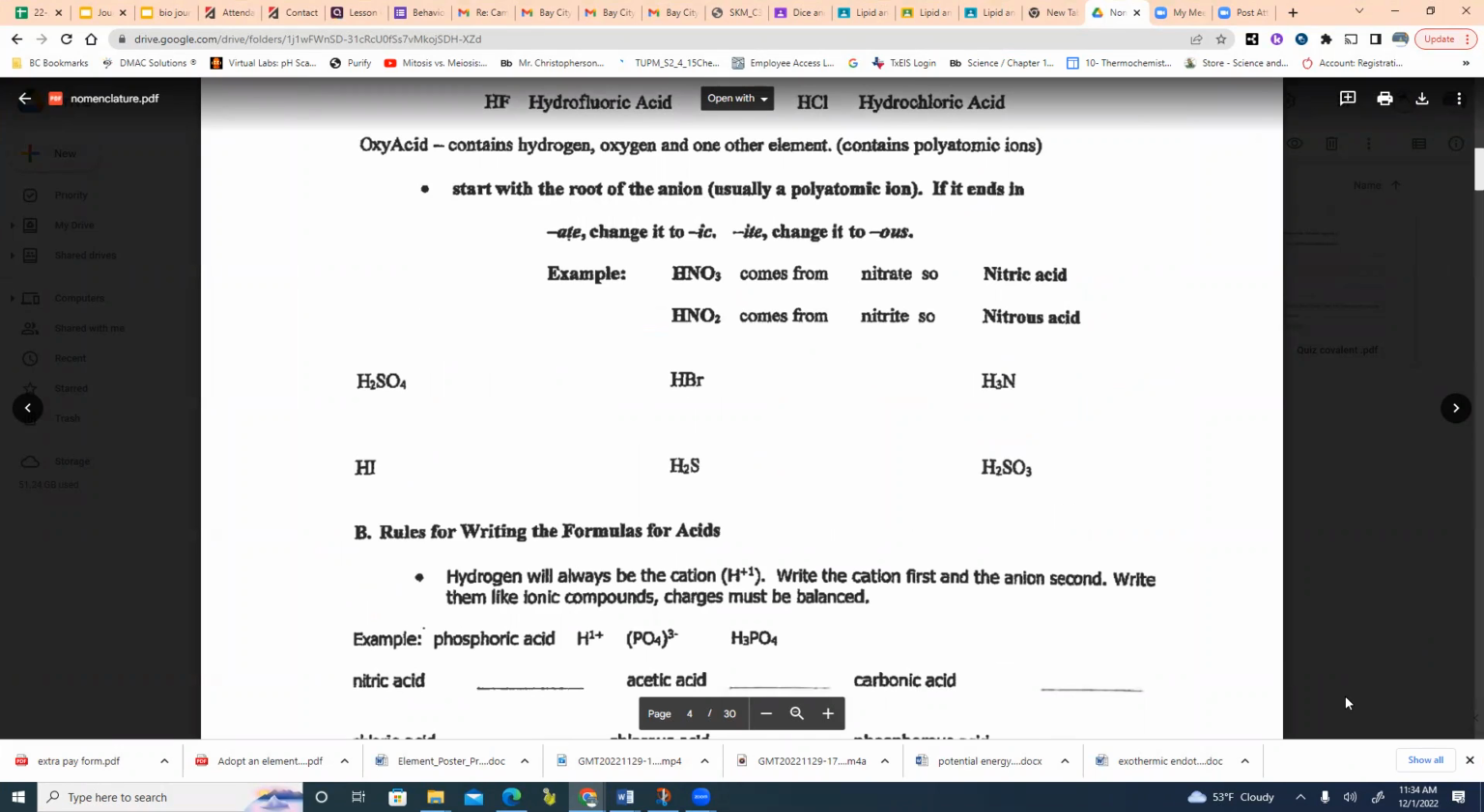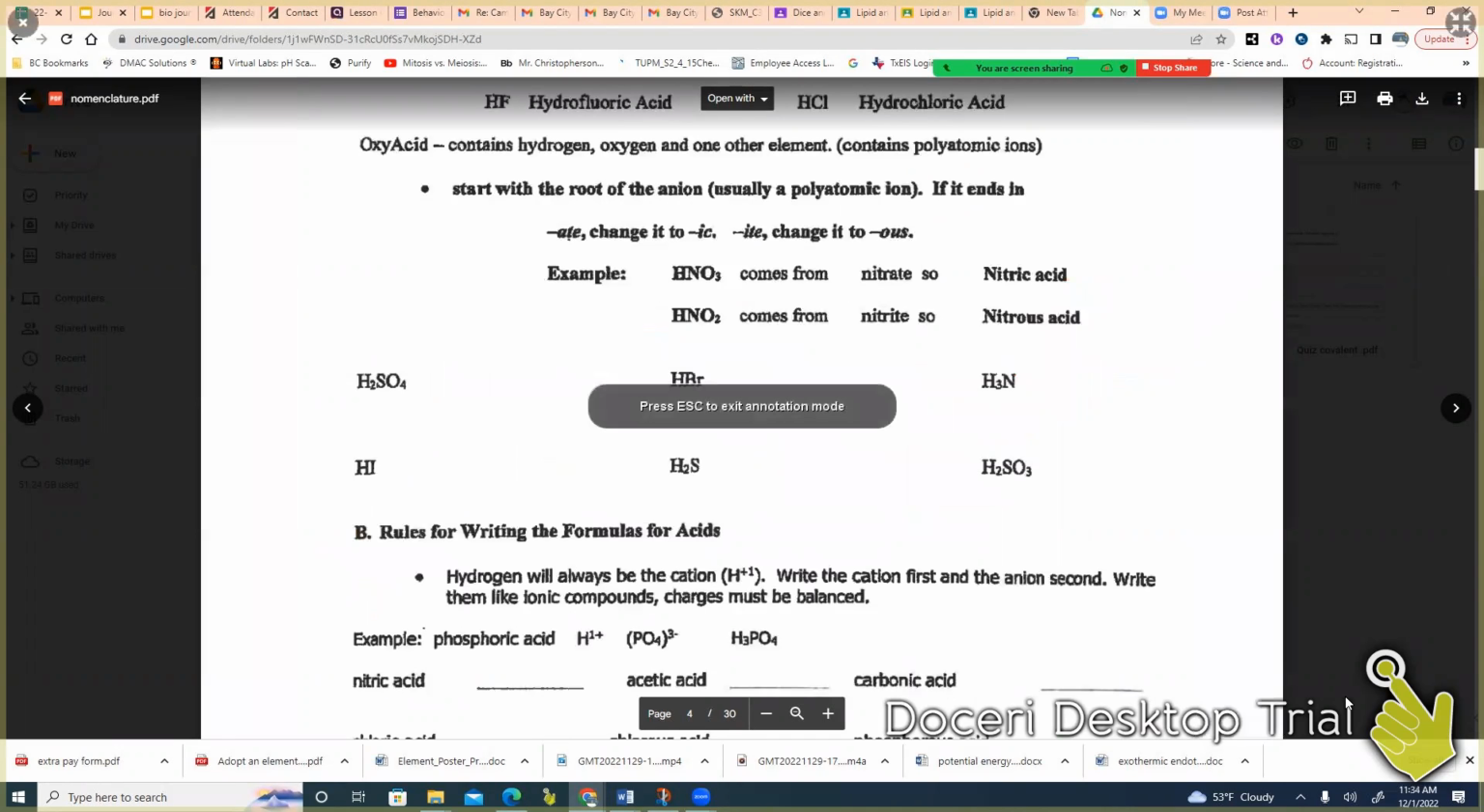So for our oxyacids, you're going to be working off the polyatomic ion to get its name. For an oxyacid, you're going to start with the root of the anion, and like I said, it's usually a polyatomic ion. And then you're going to make some changes to it. If your polyatomic ion ends in ate, you're going to change that to ic. If it ends in ite, you're going to change that to ous.